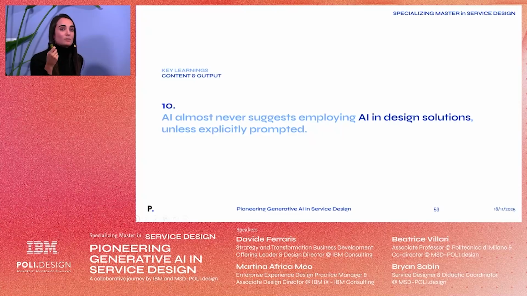The last one, this is my favorite one. We asked the students to use the AI as a process enabler, but we noticed that AI didn't propose to use the AI within the final solution. And as a designer, it's very important, as mentioned before by Davide, to take into consideration the dualism of generative AI. On one side, as a process enabler within the creative process, and on the other side, as an asset for the final solution.